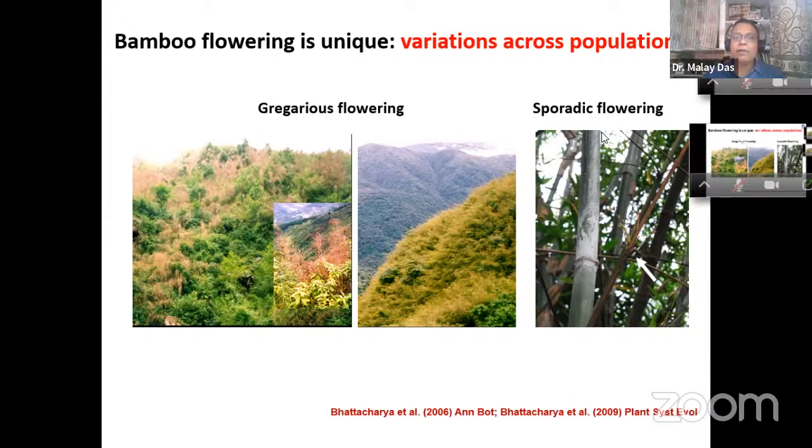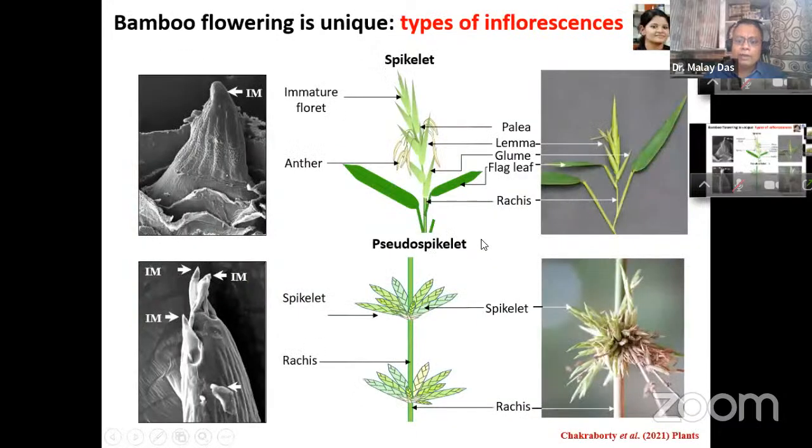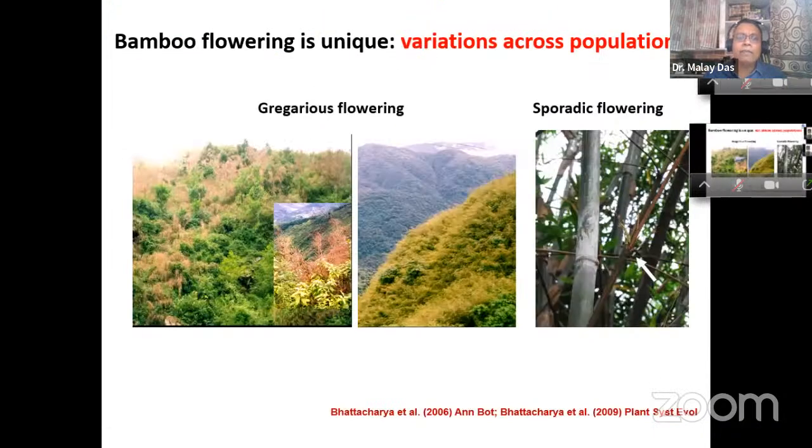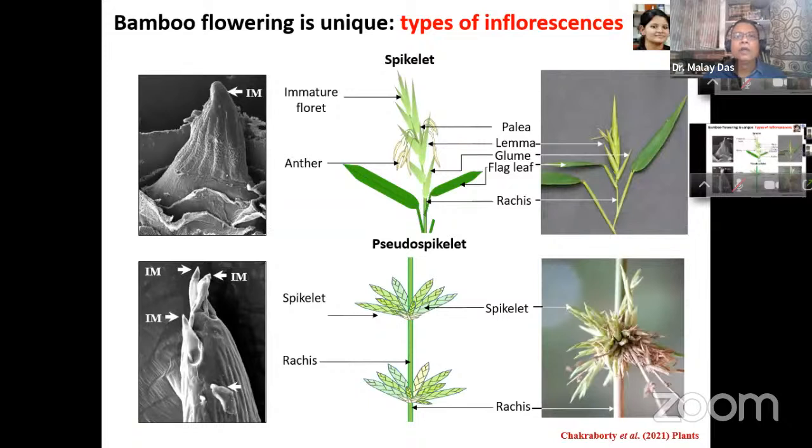Either at the gregarious level or at the sporadic level. And this has been an ecological observation for many decades, but nobody knows why such ecological variation exists at the population level. Another reason we think that bamboo flowering is very special is because it induces different types of inflorescences.